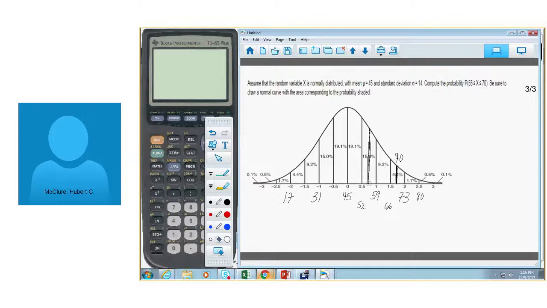Yes, you would. Thank you, Claire. So they want this area right here. So change 70 and change 55 into a z-score.